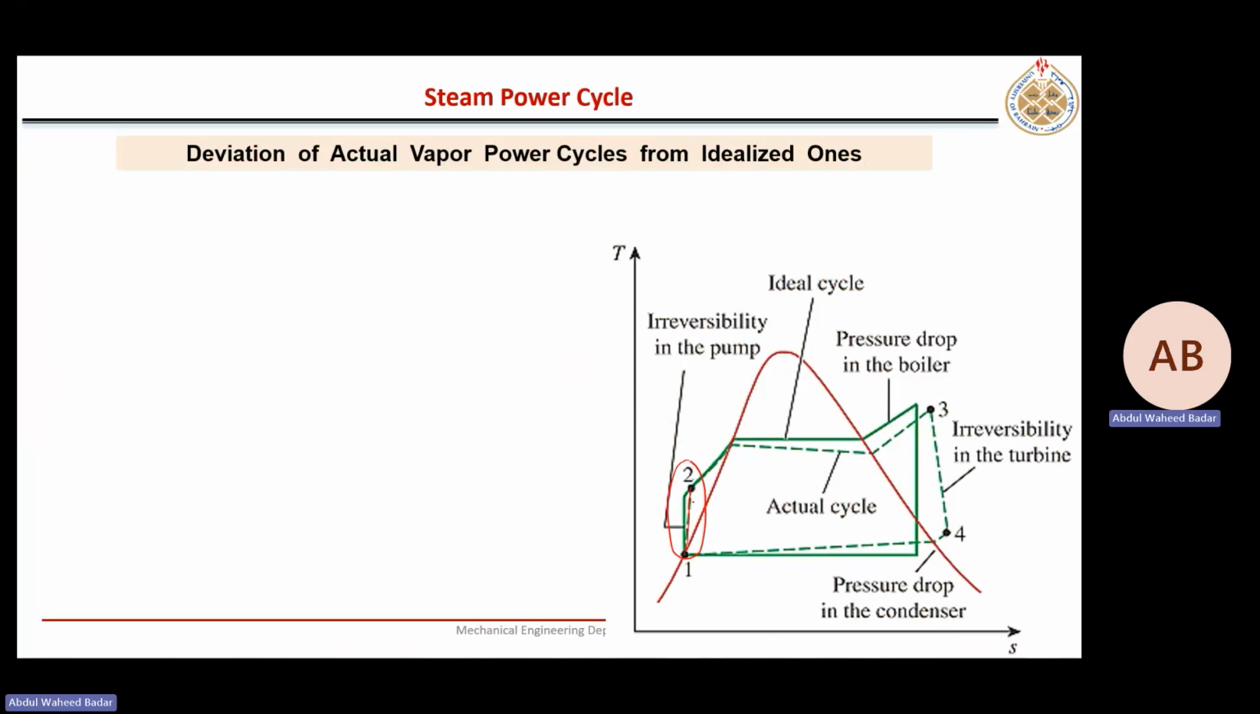So this is pumping. Similarly, when the fluid is flowing through the boiler piping, the pressure will drop. So this point 3 will not end up here, but somewhere here, because to reach the same temperature you now have to supply maybe more heat. Then 3 to 4 is non-isentropic, and then 4 to 1, again pressure drops in the condenser, pressure drop in the boiler, irreversibility in the turbine, irreversibility in the pump.